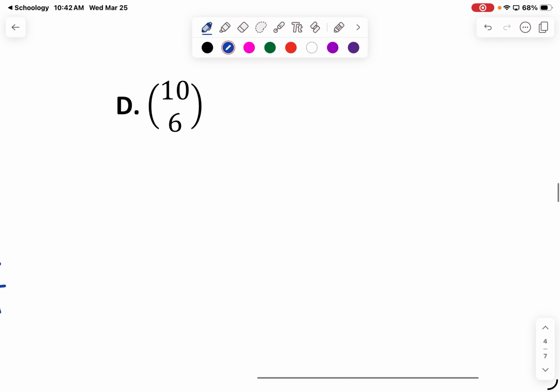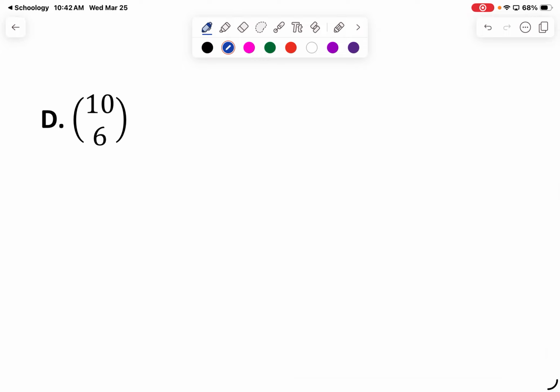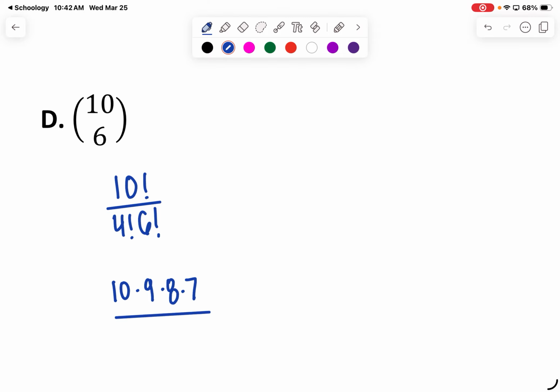All right. This one right here, 10 choose 6. So we're going to do 10 factorial over 10 minus 6, which is 4 factorial, times 6 factorial. So I'm going to do 10 times 9 times 8 times 7. I'm getting rid of the 6 factorial from the numerator and the denominator, and then divided by 4 factorial, which is 4 times 3 times 2 times 1. So let's see what I can do here. 4 times 2 is 8, so I can get rid of an 8 there. And then 3 goes into 9 3 times, so that is 30 times 7, which is 210.